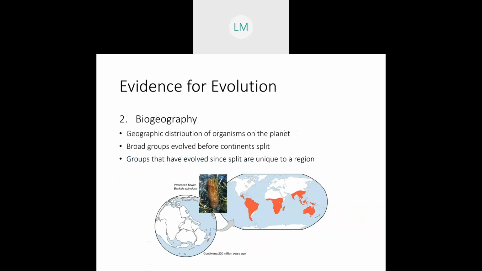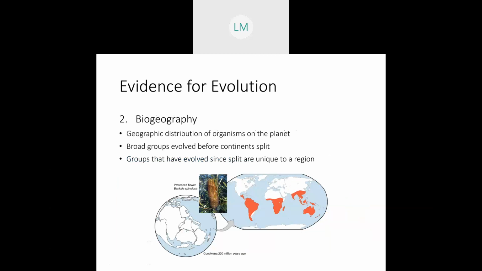The second line of evidence we're going to talk about is biogeography. This is just referring to how organisms are distributed on the planet. Okay, so the geographic distribution of organisms. One aspect of biogeography that shows evidence for evolution is that broad groups evolved before the continents split up. We had Pangea, an amalgamation of continents before they split apart into what we know our continents to be today.